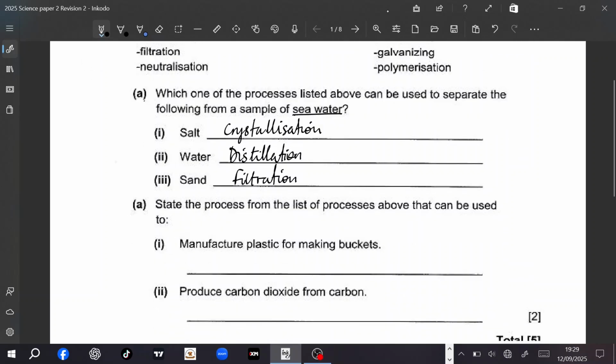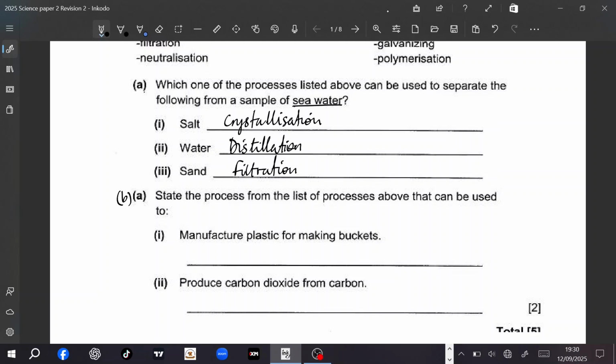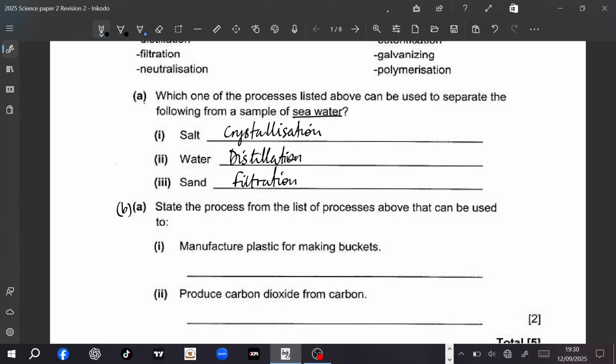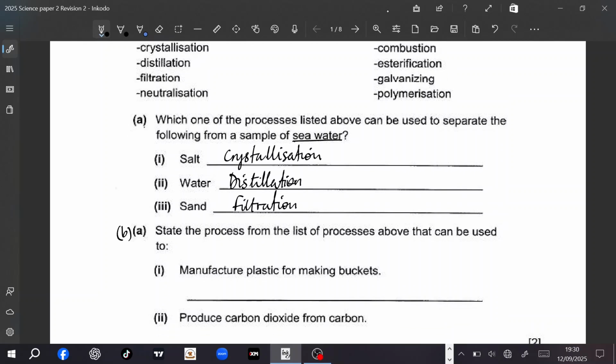Then we move on to the next question. The next question, which is labelled A again, they made a mistake. This was supposed to be B. They're saying, state the process from the list of processes above that can be used to, Roman numeral 1, manufacture plastics for making buckets. The process which is used to manufacture plastics for making buckets is polymerization.